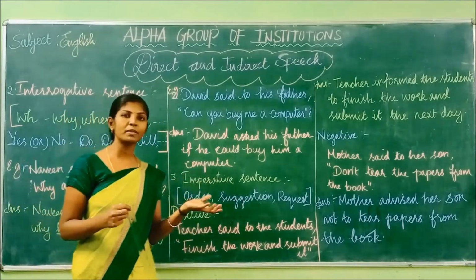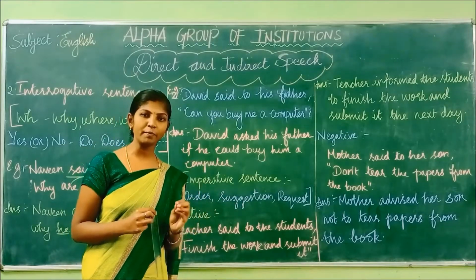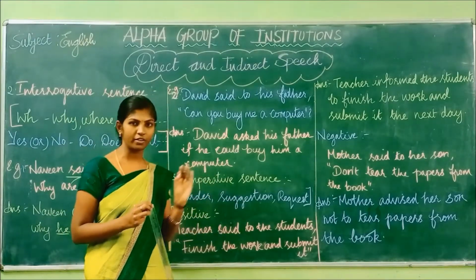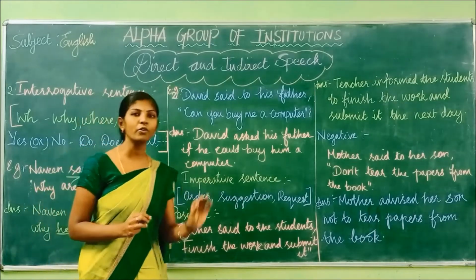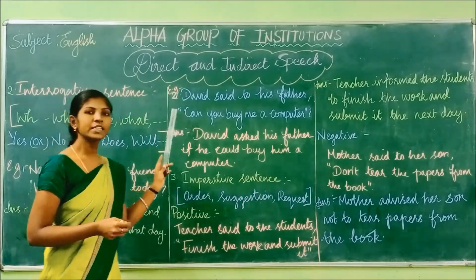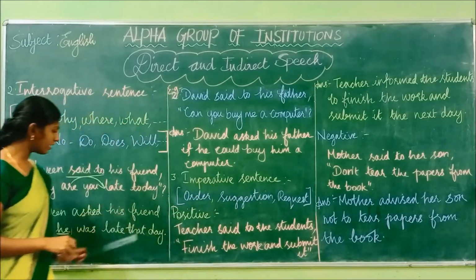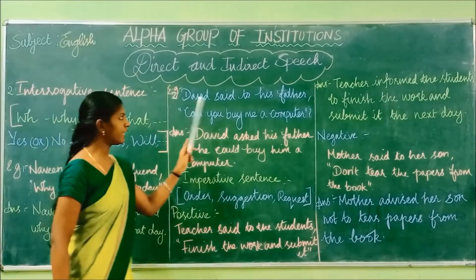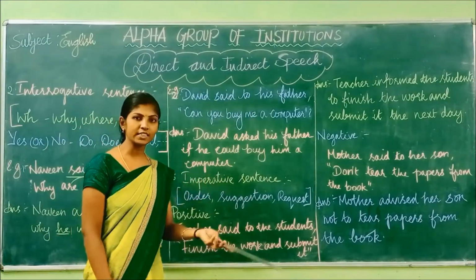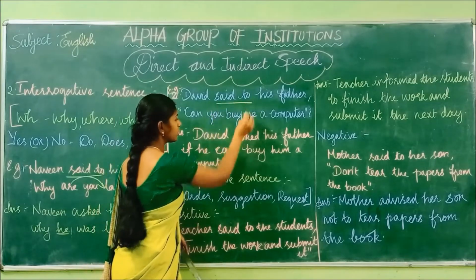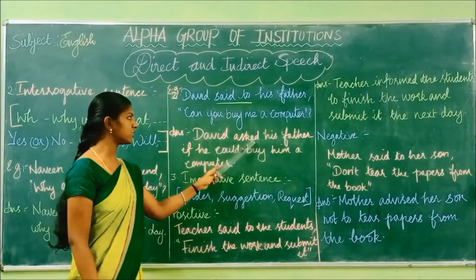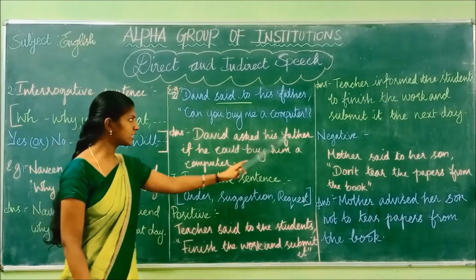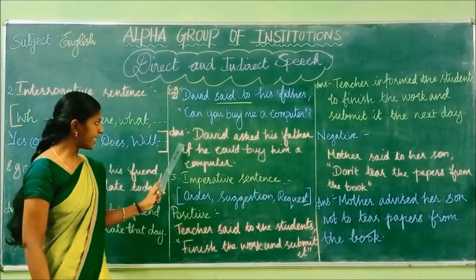So his father's reply must have been yes, I can buy, or no, I can't buy. So this is yes or no questions. So here, when you wrote WH question, we are writing the same WH as it is in the indirect speech also. But here, David said to his father. David is asking his father. So, said to is changed into asked. Okay? Said to is changed into asked. David asked his father.